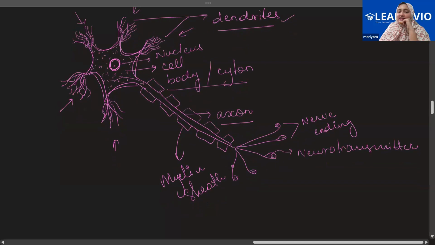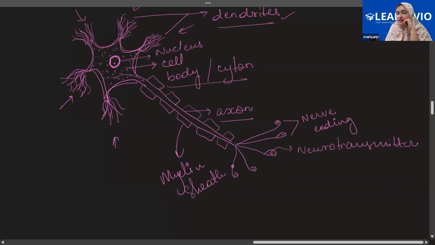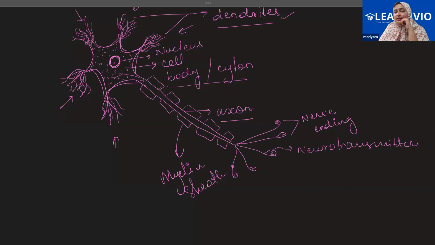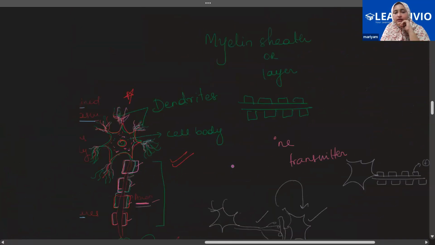Now, lastly, there is the axon, which is the longest part of this neuron. From the dendrites, the impulses will go into the cell body or the cyton, and from there it will go into the axon, so that it can be passed on from one neuron to another neuron. Okay.